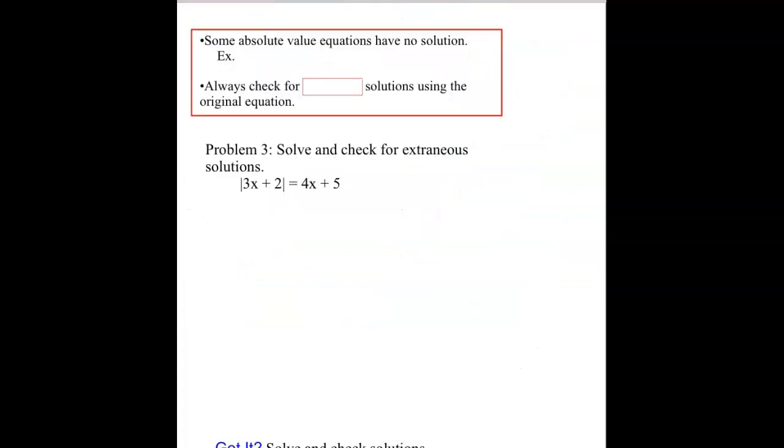So some absolute value equations have no solution. I want you to think about that for a minute. Absolute value, we said, is the distance from 0, which means it's going to be a positive value. So if I gave you an equation something like the absolute value of x equals negative 20, right away you would say there's no solution to that, because absolute value is always going to come out to be a positive number.